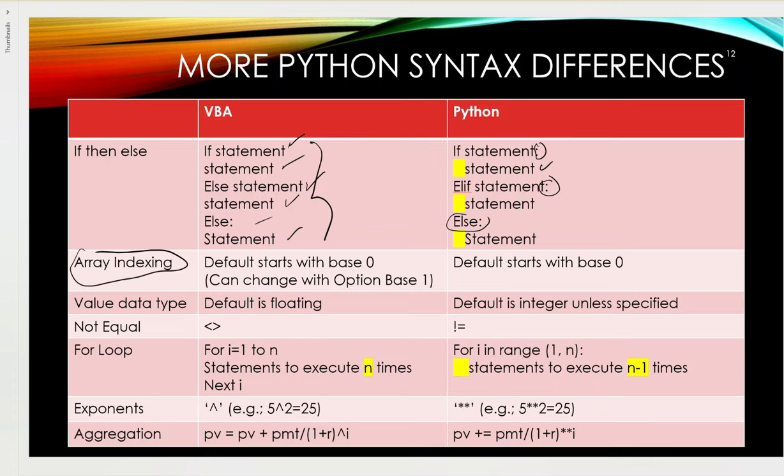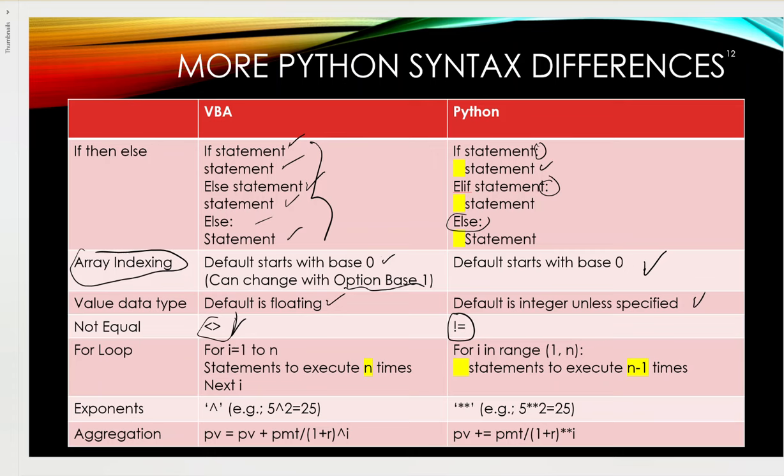Array indexing in VBA starts with a base of 0, but you can change it with option base 1. When we start creating arrays, the default in VBA is base 0, but you can change it. I always change it to option base 1. For Python, it is base 0, and I haven't really found a way to change it to base 1. Data types: the default is floating point in VBA, integer unless specified in Python. Usually it doesn't have an effect. If you want to say not equal to in VBA, you would use less than, greater than, and for Python, it's exclamation point equals.